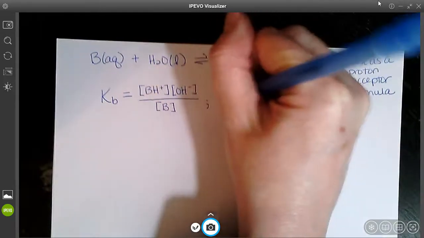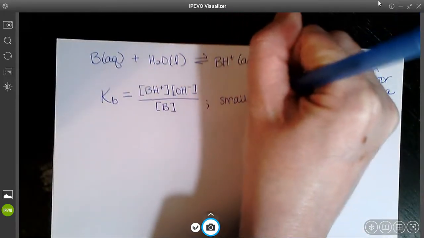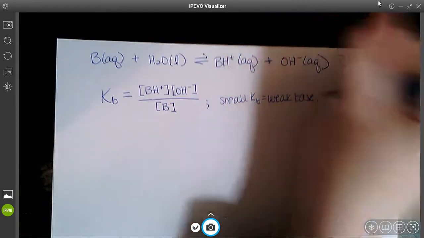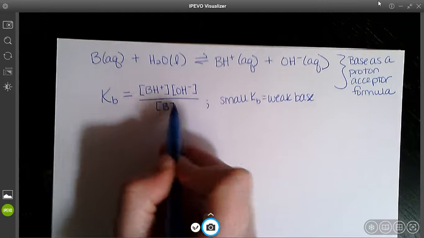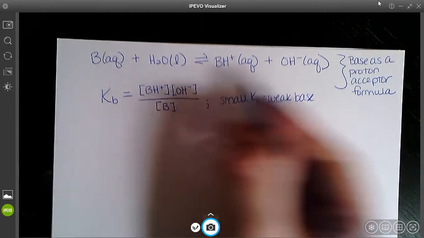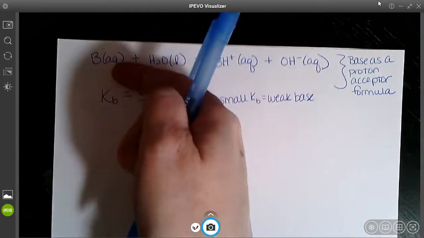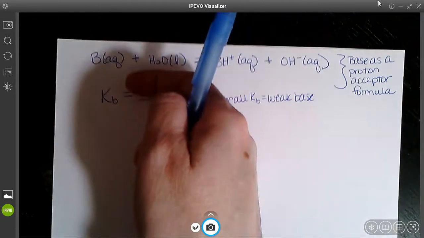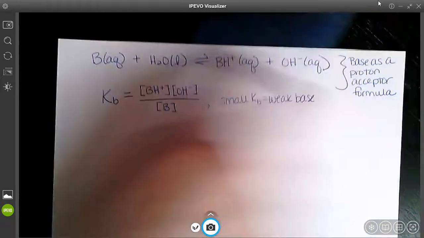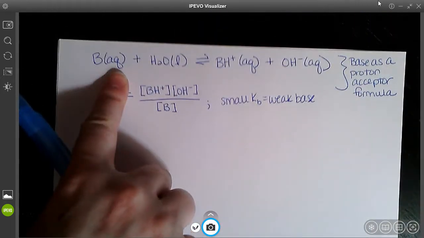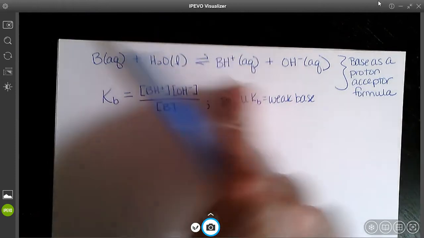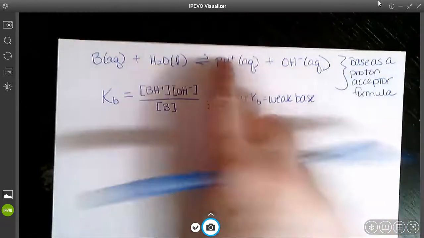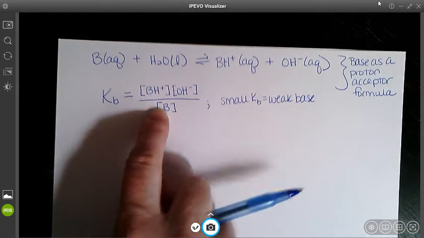Whenever we have a small Kb, that means it's a weak base. If it's small, we clearly have a lot of base on its own. So if it's small, that means our reaction is going towards the left. Its equilibrium is sitting on the left side more than the right side, so it didn't break up very much, so it's not a strong base. A strong base would have a lot of it broken up. In fact, if it's technically a strong base, it's 100% up here. We wouldn't have any base left.